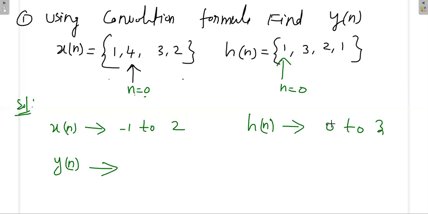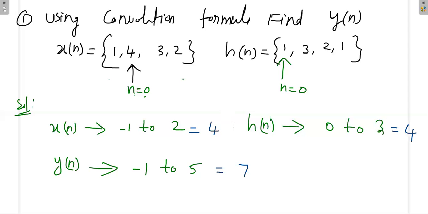We know that we have to add the lower limits. If you add the lower limits, we will get the lower limit. Again, to get the upper limit, we have to add the upper limits, that is 2 plus 3. That means y of n will be going from -1 to 5. One thing we have to note down here: how many samples are there in x? There are 4 samples. Here again there are 4 samples. But how many samples are there in y? 5 plus 2, that is 7 samples.